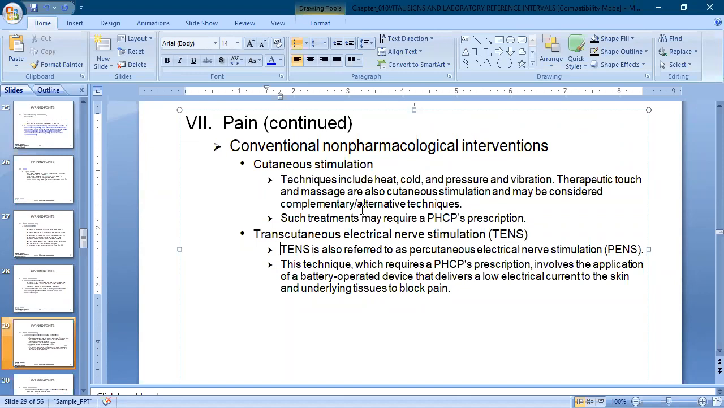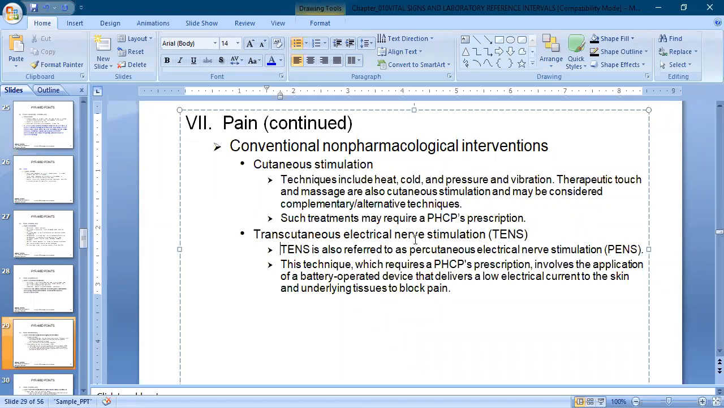A small electrical device sometimes used to reduce the pain is called transcutaneous electrical nerve stimulation. You must know, the NCLEX board sometimes asks what transcutaneous electrical nerve stimulation is used for. You have to know.